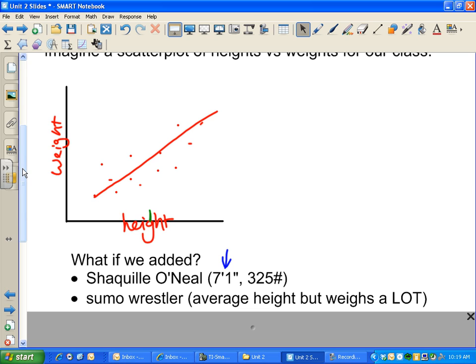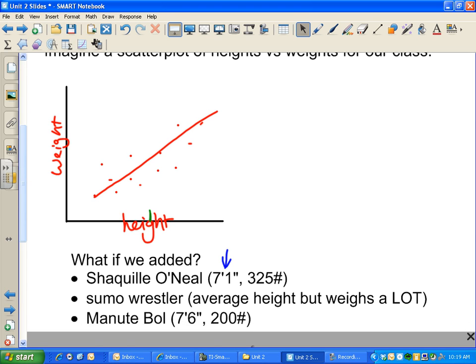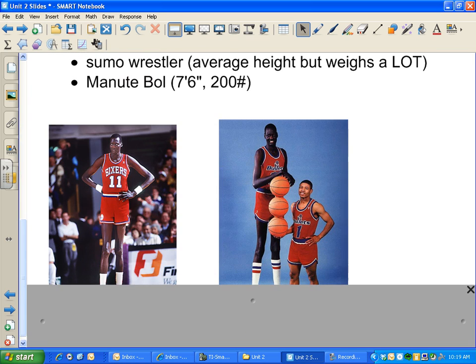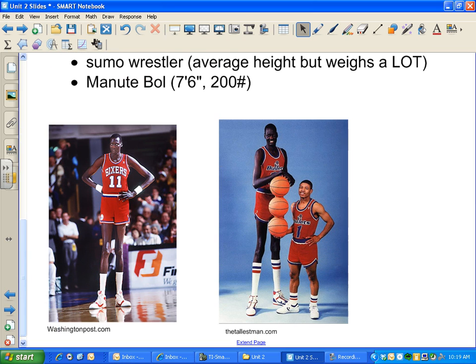We call those influential points, and Manute Bol is a great example. Manute Bol died in 2010. I looked that up. Famous basketball player because he was very, very tall. Look at that, 7'6" and very thin, 200 pounds. Just because I know you're curious, I did include some pictures.